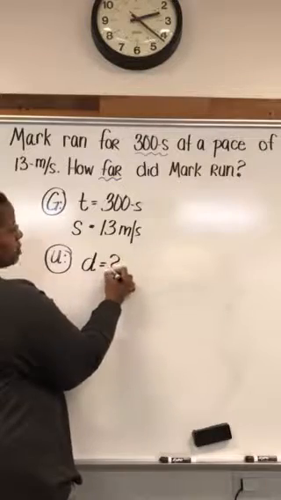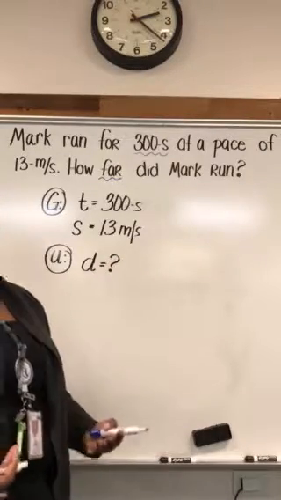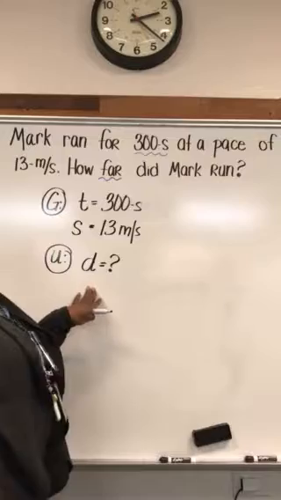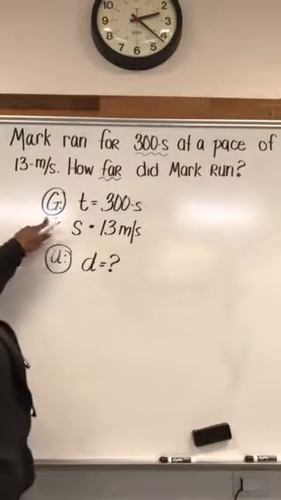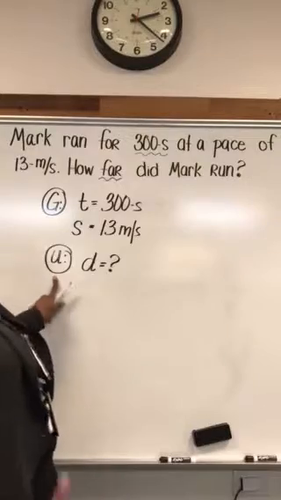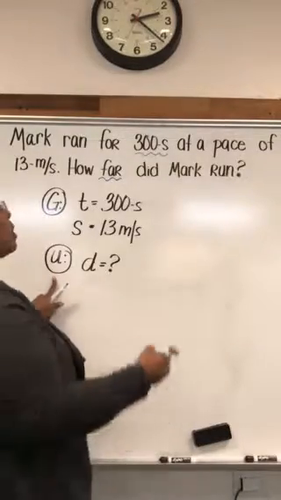And I normally put a question mark next to it just so we're aware this is our unknown, and it reminds you this is what you are looking for. Given, unknown, the letter E is going to be for equation.